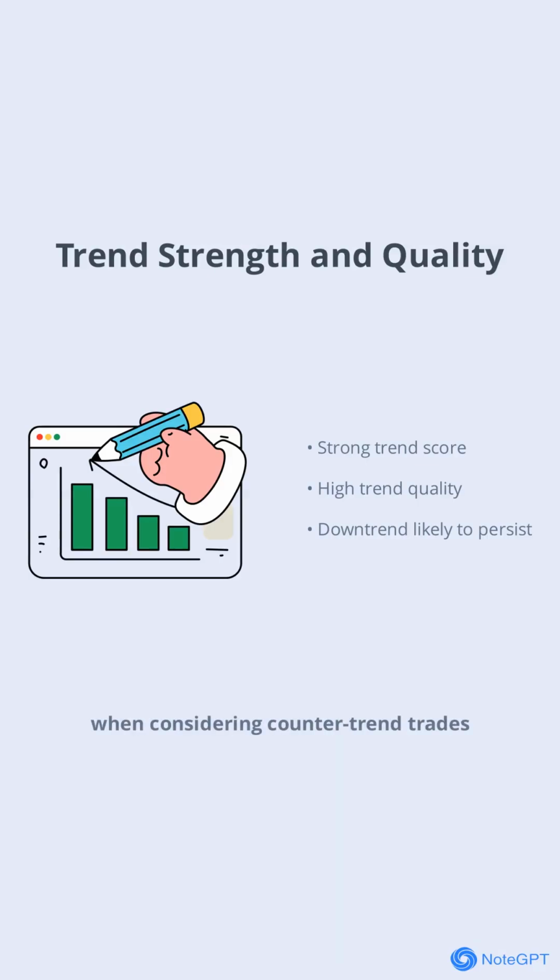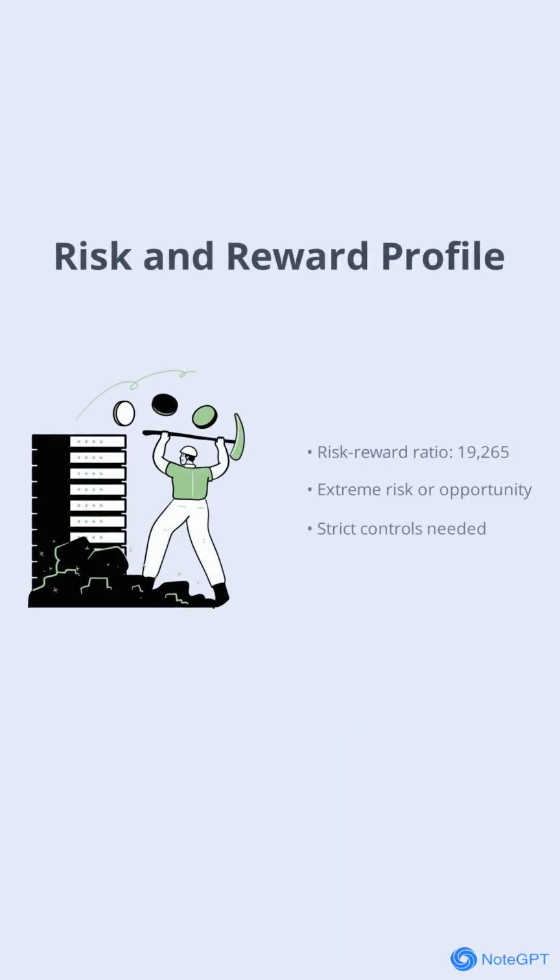OCG's risk-reward ratio is an astonishing 19,265, reflecting the extreme imbalance between potential gains and losses at current levels. Such a high ratio is rare and typically signals either a major opportunity or a significant risk trap. For most traders, this means careful analysis and strict risk controls are essential. The potential for sharp rebounds exists, but so does the risk of further losses. Always weigh the risk before making any move.